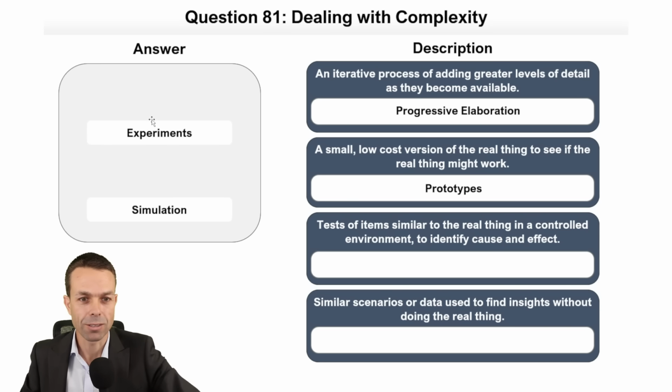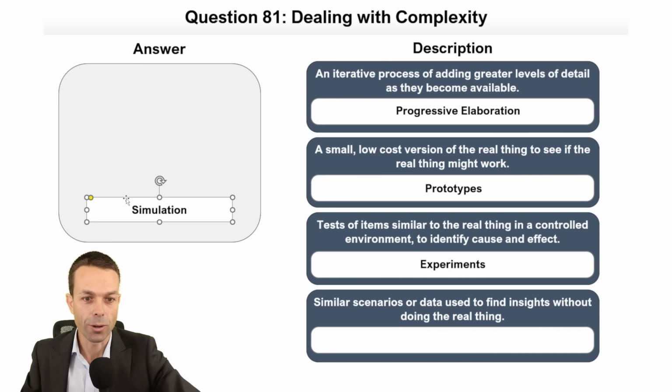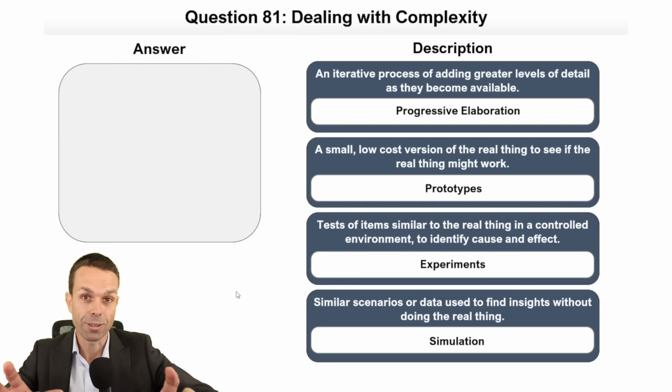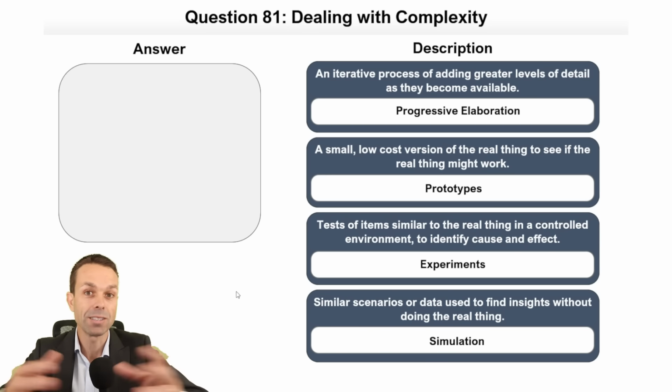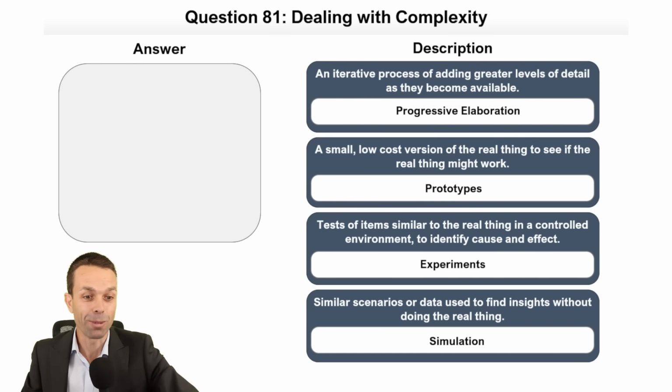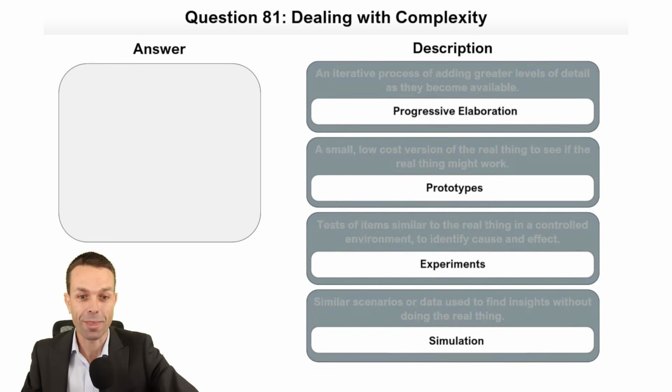Experiments and simulation, very similar, these things, but if it's a test, we're going to go with an experiment. And if it's a scenario, similar scenarios or data used to find insights, I think we're going to do a simulation there. And Monte Carlo simulation is something you'll find in quantitative data, especially for our risk, where we do 1,000 different runs or tens of thousands of different runs of the same scenario, but with different variables for each of the inputs.